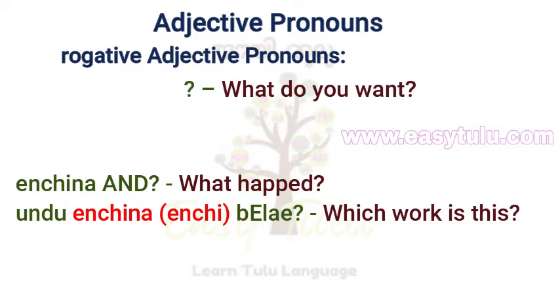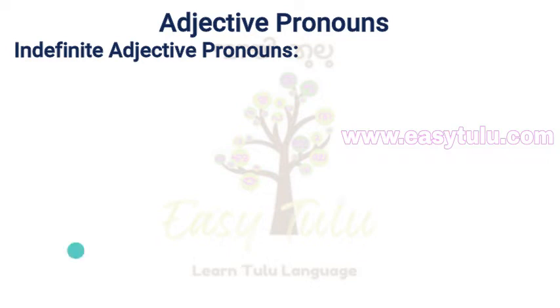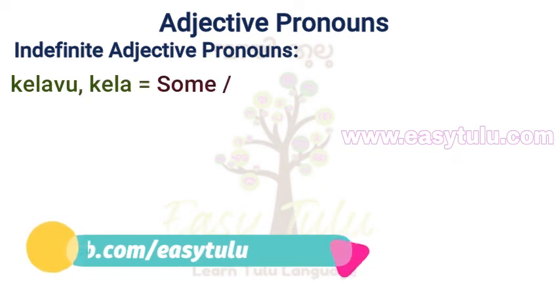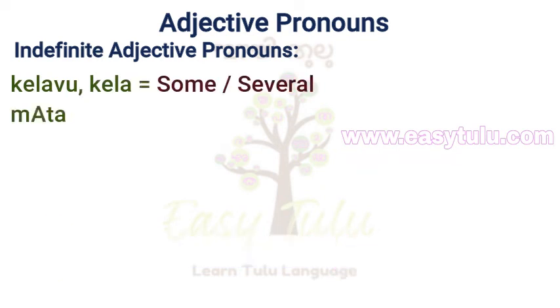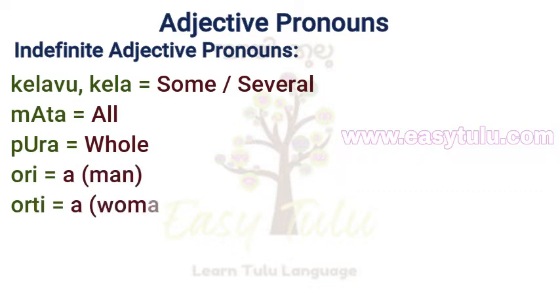Okay, now let us see indefinite adjective pronouns. Indefinite adjective pronouns are formed from indefinite pronouns. Some of the indefinite adjective pronouns used in Tulu are kelavu or kela, means some or several. Mata, all. Pura, whole. Ori, a man. Orti, a woman. Onji, a thing.